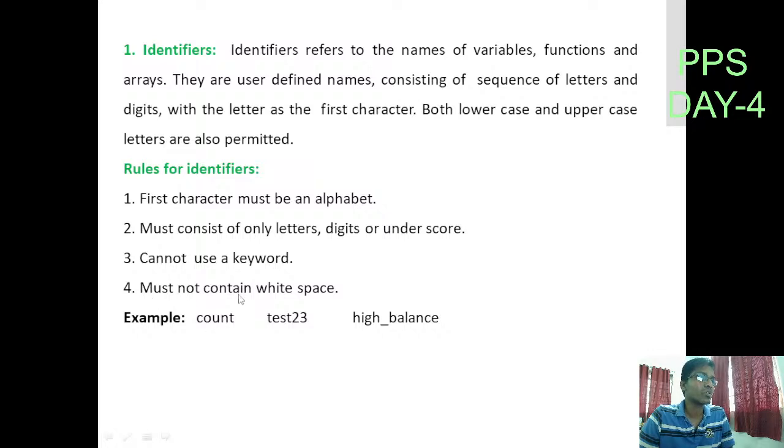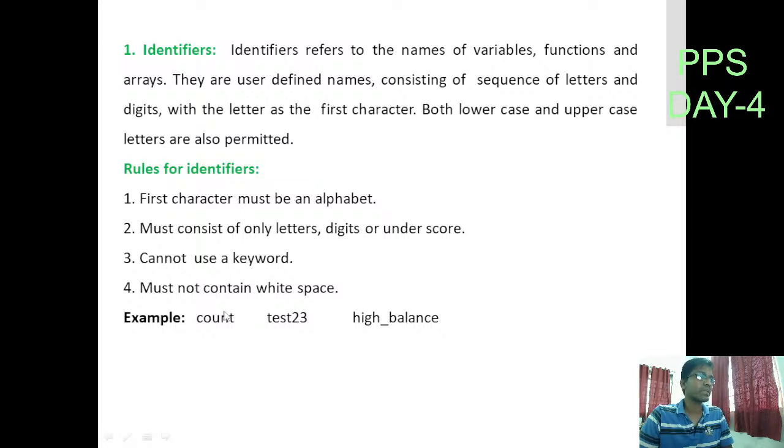And the last one is that it must not contain white spaces. One more important point is that while writing identifiers, you don't provide spaces between the characters. That is called must not contain white spaces. The identifier must not have any white spaces. For example, if you want to provide a white space, then use the underscore symbol. So these are the four rules for writing identifiers.